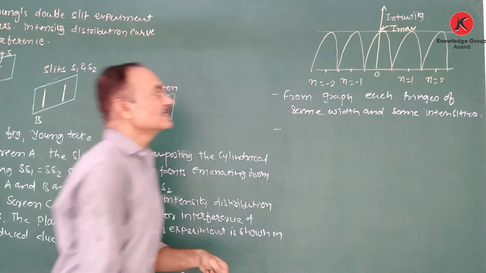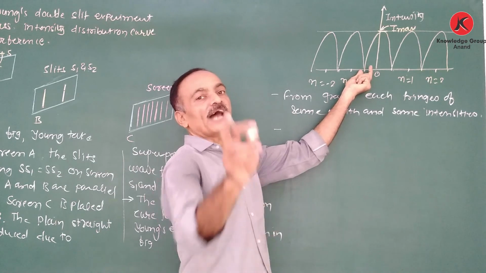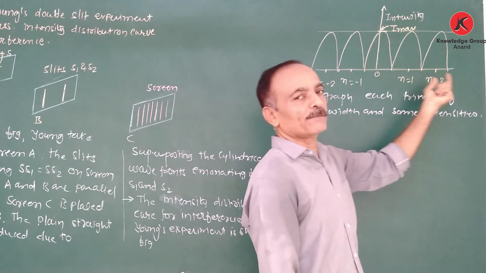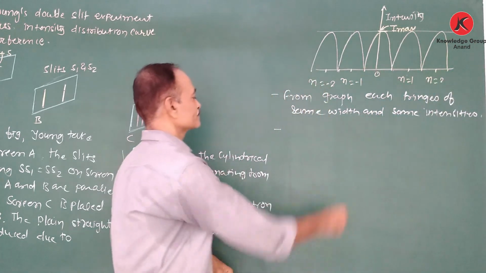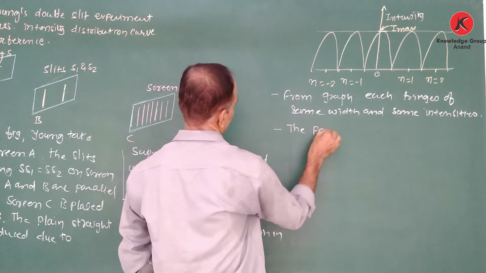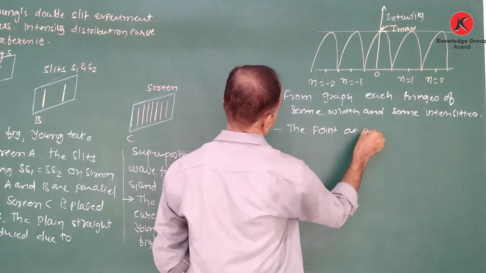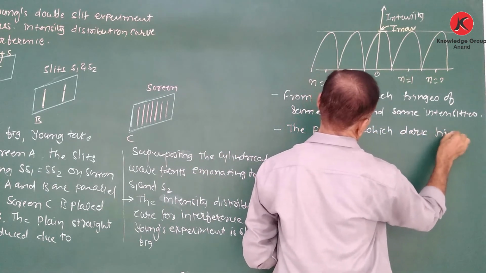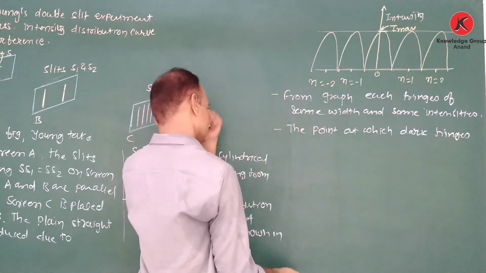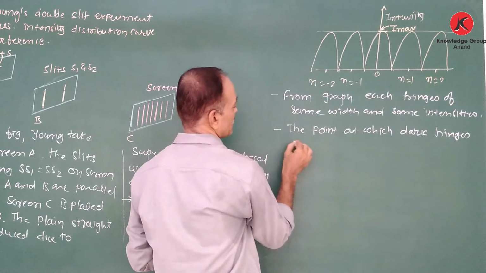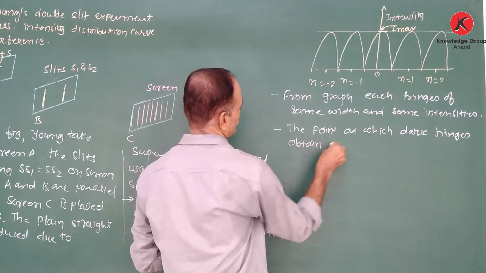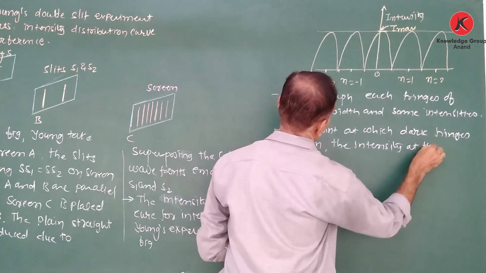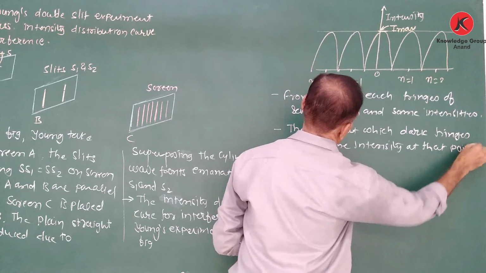The second point is that at the point at which dark fringes are obtained, the intensity is minimum, that means zero. The intensity at that point is 0.